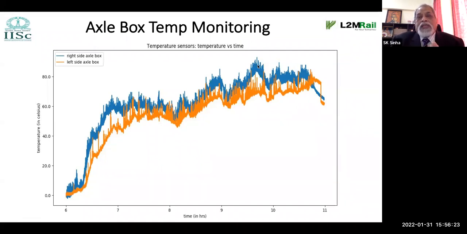Currently, they monitor the temperature at fixed points when the train is stationary. Somebody goes with an infrared gun and monitors the temperature. But the temperature falls very sharply when the train is at a standstill. Only when it is running at good speed does the temperature rise. So we don't really get to know the worst case scenario by the present method. This has the possibility of telling all.